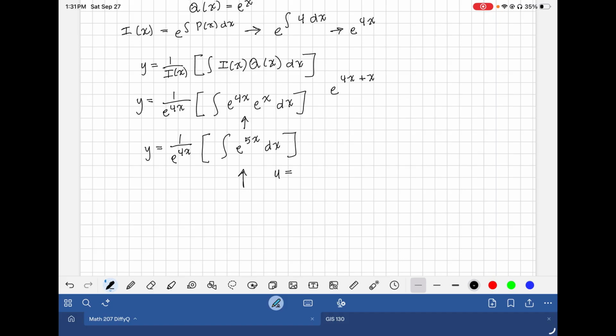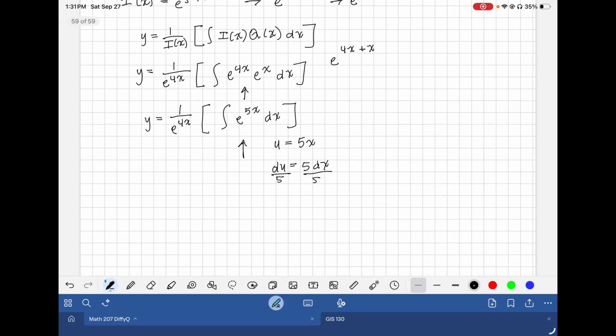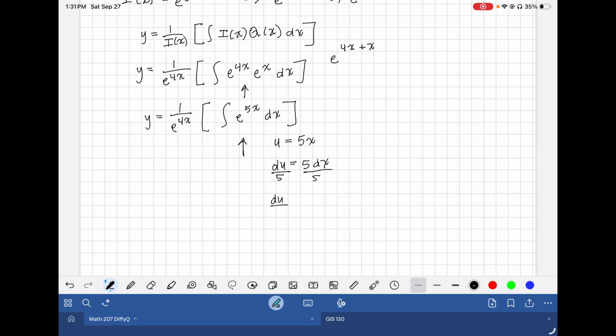So my u is going to be that 5x. The du is going to be 5 dx. And then I'm going to divide out the 5. And so I'm left with du over 5 equals dx. I don't have to rewrite it. Oh, I'll rewrite it.